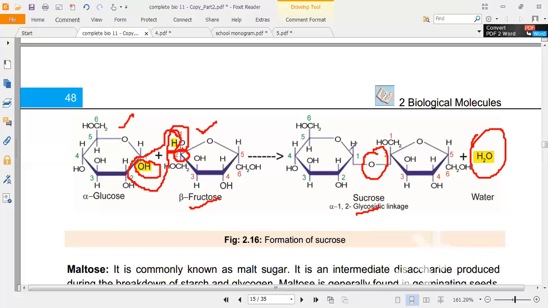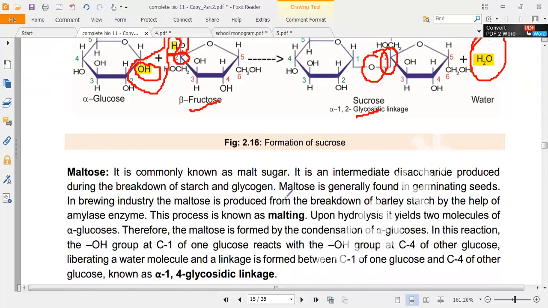Alpha means the first carbon of glucose has the hydroxyl group below in the orientation. That's why it's called alpha first. So alpha 1 and then 2 is here, on which it is 2 here, and then they form an alpha 1,2 glycosidic linkage.